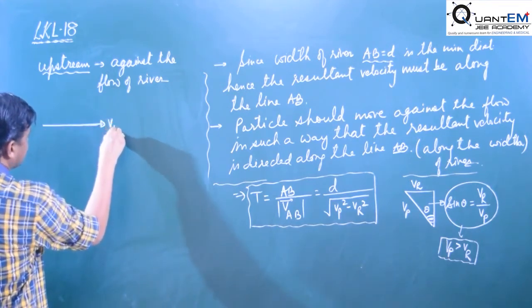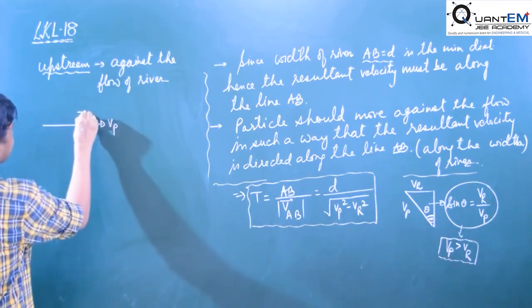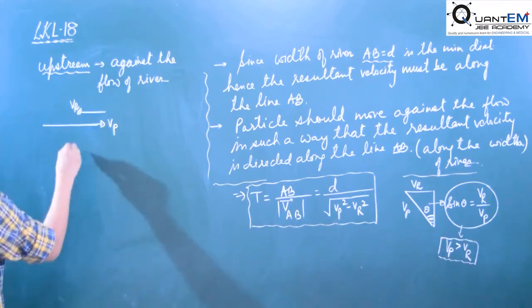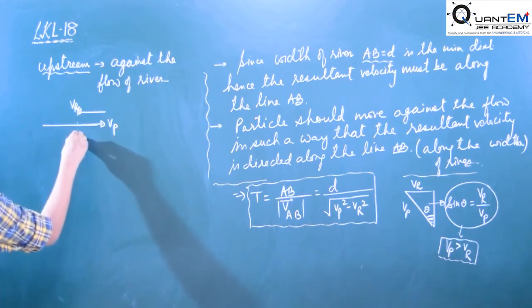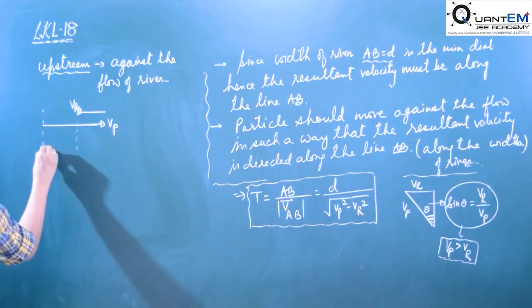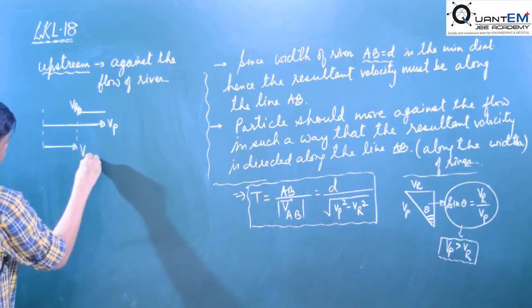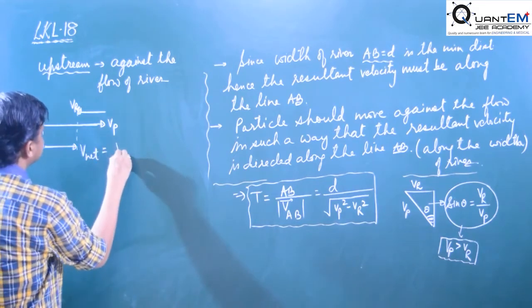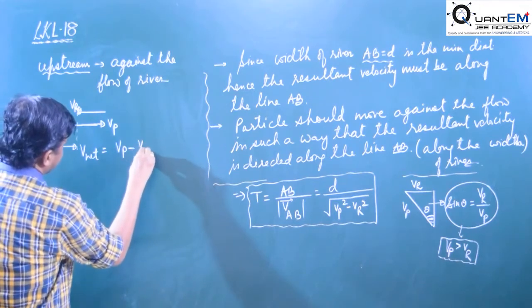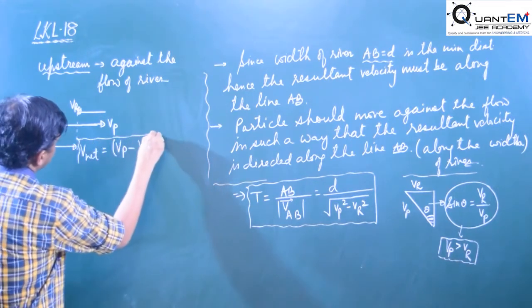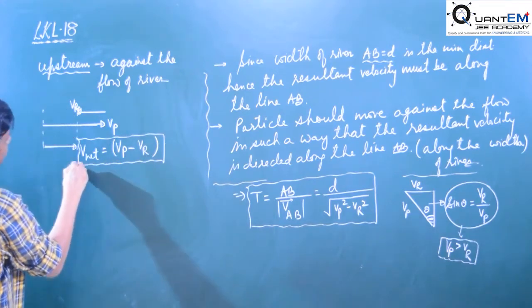Suppose this one is the velocity of particle and this one is the velocity of a river. The particle is moving against the flow of the river. So what will be the resultant velocity of particle? The net velocity of the particle this time will be velocity of particle minus the velocity of a river. So this case is for upstream, that is against the flow of the river.